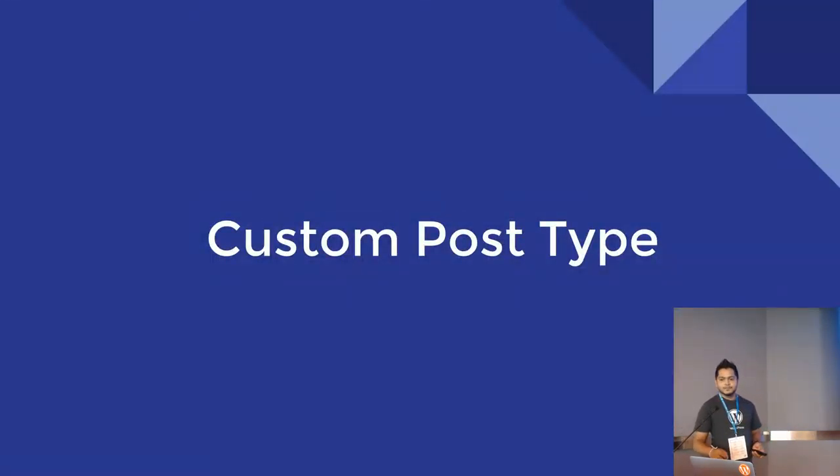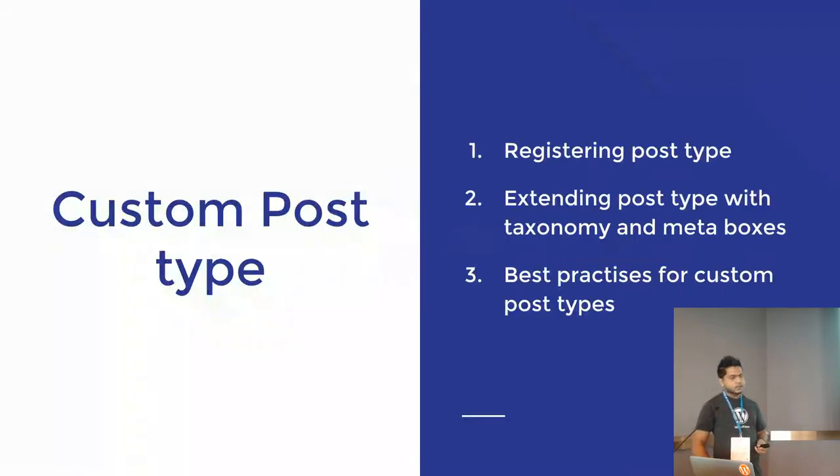Okay, now we will see the custom post types. When we talk about the term custom in WordPress, that means everything that we are hooking from outside into the system. I like to use the term hooks because action hooks and filter hooks are the way that WordPress can be extended, and it is the easy way. So in the custom post type section, we will see how we can register a custom post type, and then we will see extending post types with custom taxonomies and meta boxes, and we will see some of the best practices for development of custom post types.